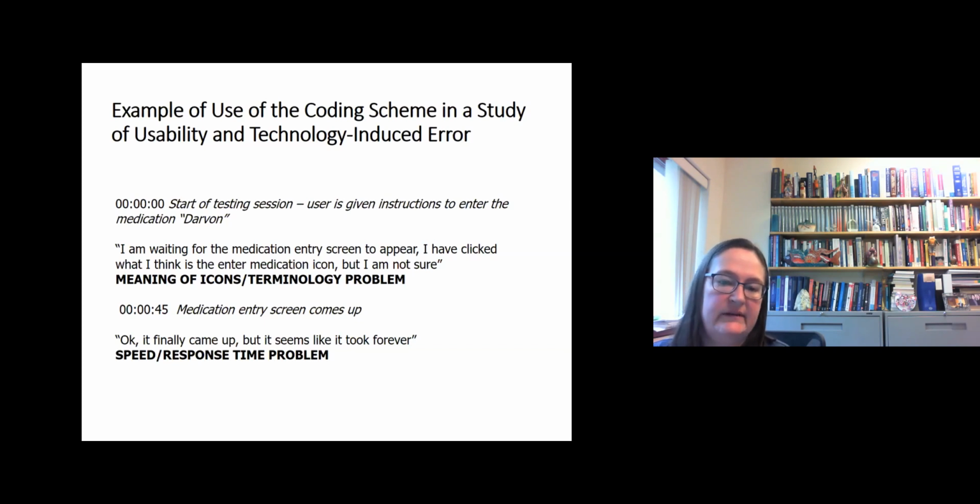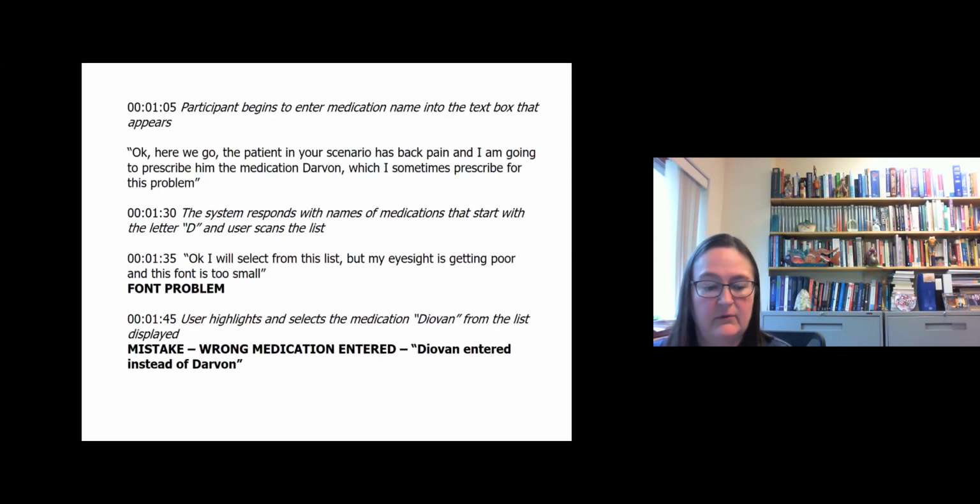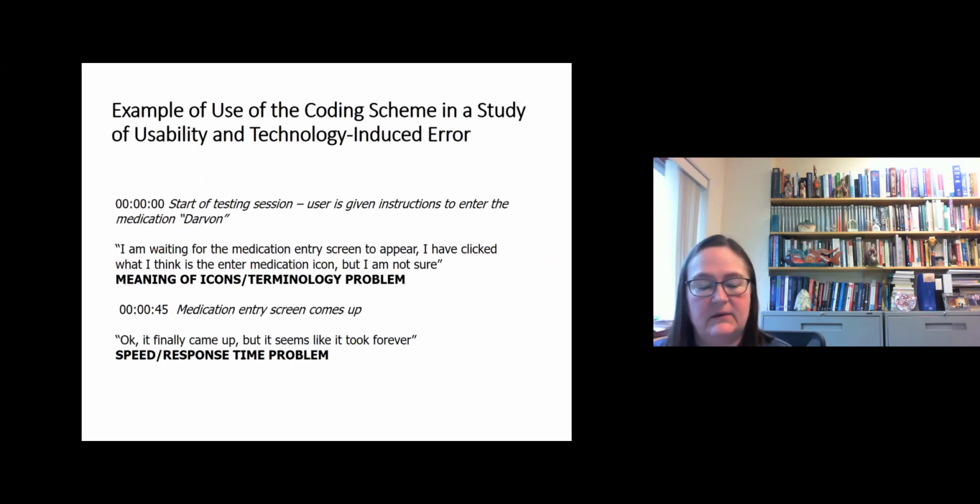This is actual qualitative data. What you do is you do transcriptions of that data. So here's a transcription: "I am waiting for the medication entry screen to appear. I've clicked on what I think is the enter medication icon, but I'm not sure." Then you can use this coding scheme to code what that means. In this case, we coded it as a meaning of icons problem and also a technology problem.